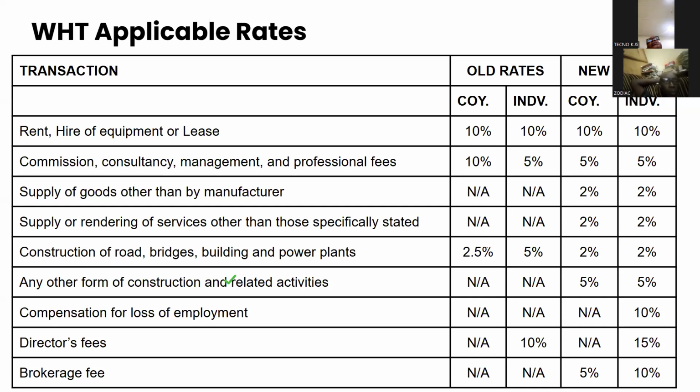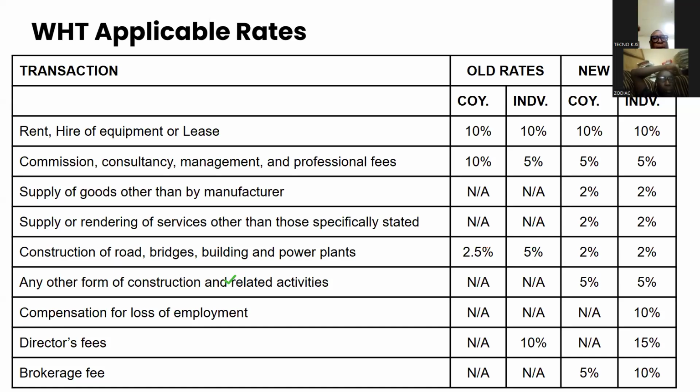Moving on, supply of goods other than manufacturer. Like if you don't manufacture goods, maybe you are a drop shipper or a middleman, you go and buy from the factory and go and sell. Before, withholding tax did not capture that part of it. But now, if you are a company, individual 2%. So you're supposed to pay 2% if you are a supplier of goods other than the manufacturer. That you are not the one manufacturing the goods. Then there is supply or rendering of services other than those specifically stated. So if you are supplying a service other than the ones that are stated in the schedule of withholding tax, it's still 2% for company, 2% for individual.